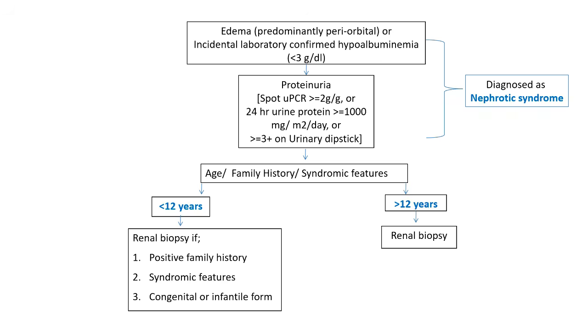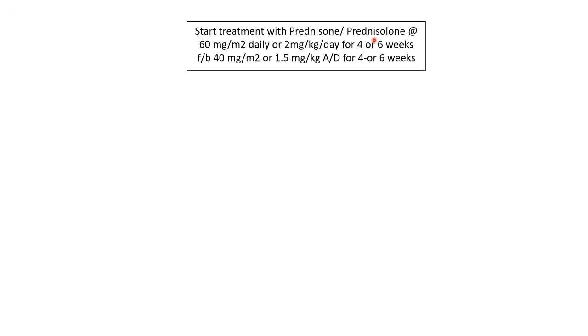starting the treatment. Start treatment with prednisone or prednisolone. Prednisone is an inactive prodrug, and prednisolone is its active form, which is formed in the liver, and it is started at the rate of 60 milligrams per meter square per day or 2 milligrams per kg per day for 4 weeks or 6 weeks, followed by alternate day dosing of 40 milligram per meter square or 1.5 milligram per kg for 4 weeks or 6 weeks. With this, the patient can go into remission or the patient may show resistance, which we'll talk about later.